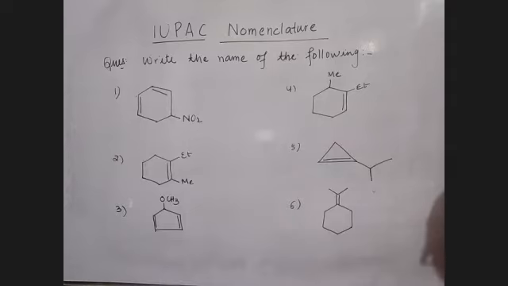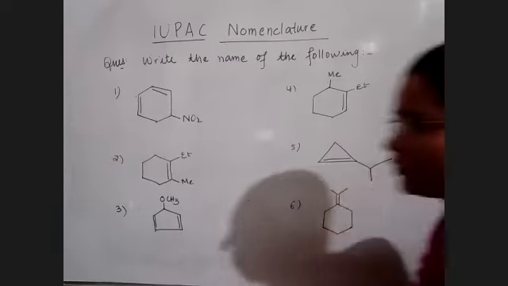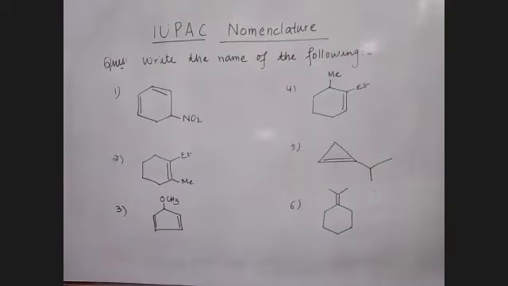I've written 6 structures on the board. Try to write them down. In these structures, most important thing is numbering. How should you number them? Numbering should be done in such a way that they should get the lowest number. Okay, so numbering will start from this side.